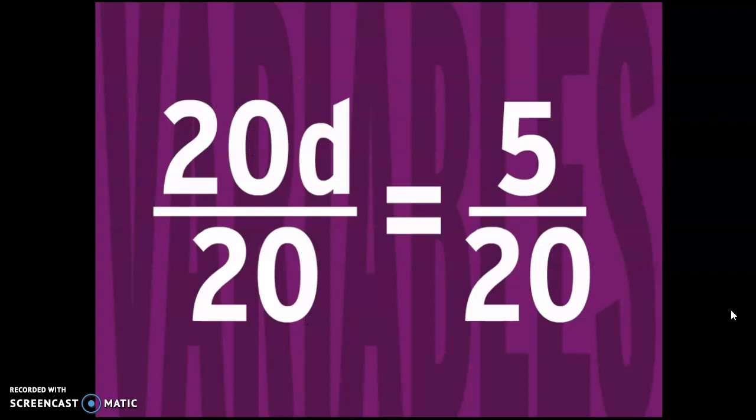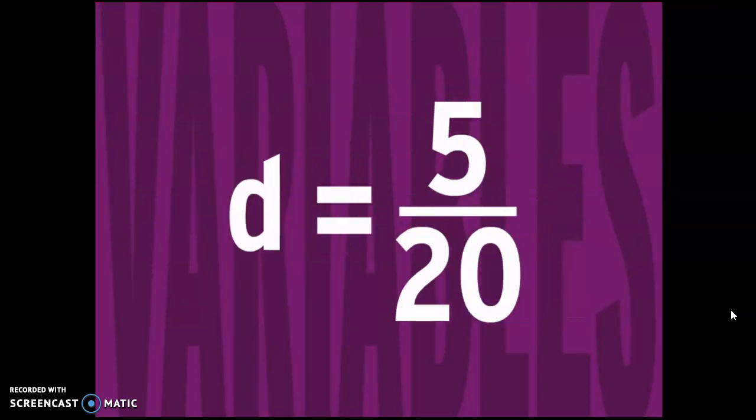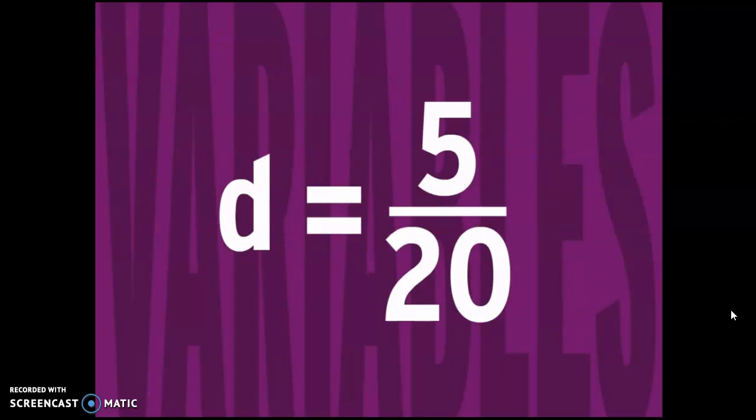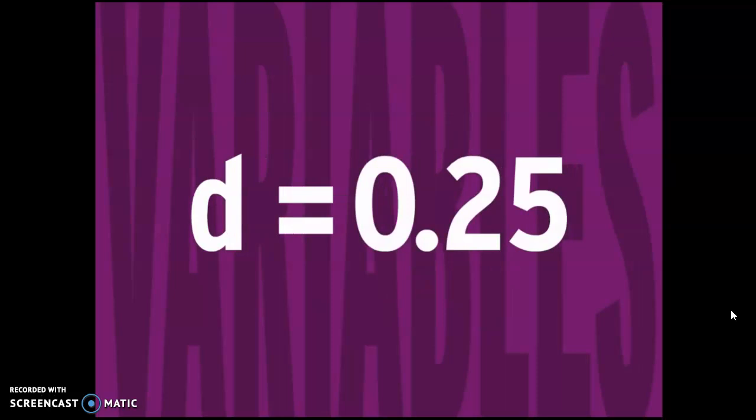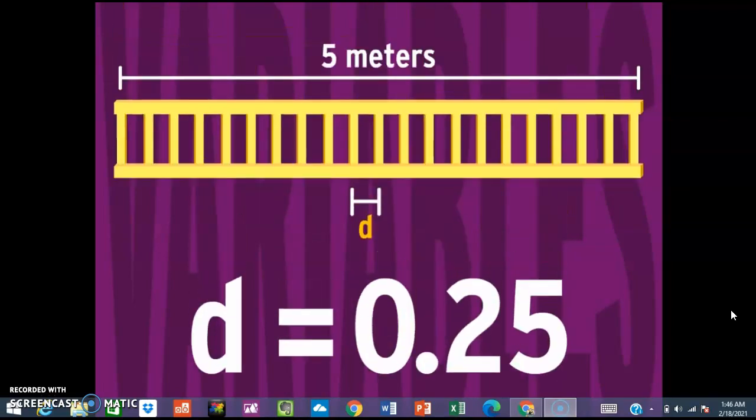Okay, easy part first. 20 divided by 20 equals 1, and 1 times d is the same as d. And 5 divided by 20 equals 0.25. So d, our unknown distance, equals 0.25 meters. The rungs of our ladder need to be 0.25 meters apart.